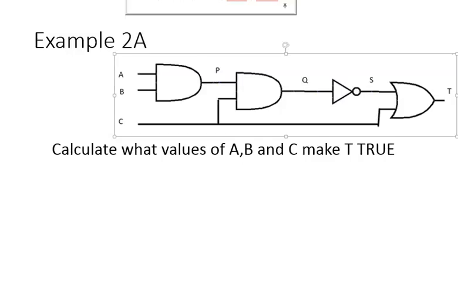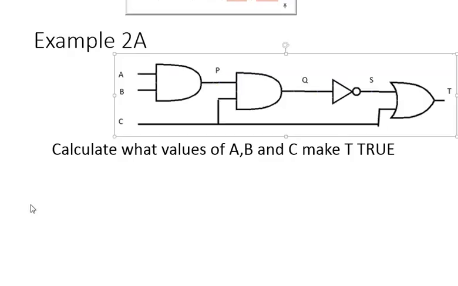Right, we have another example. So we have a circuit diagram. Part of it is similar to the one we had before, but now we want to have a look at working the following out. It says, using this circuit diagram, calculate the values of A, B, and C that make T true.